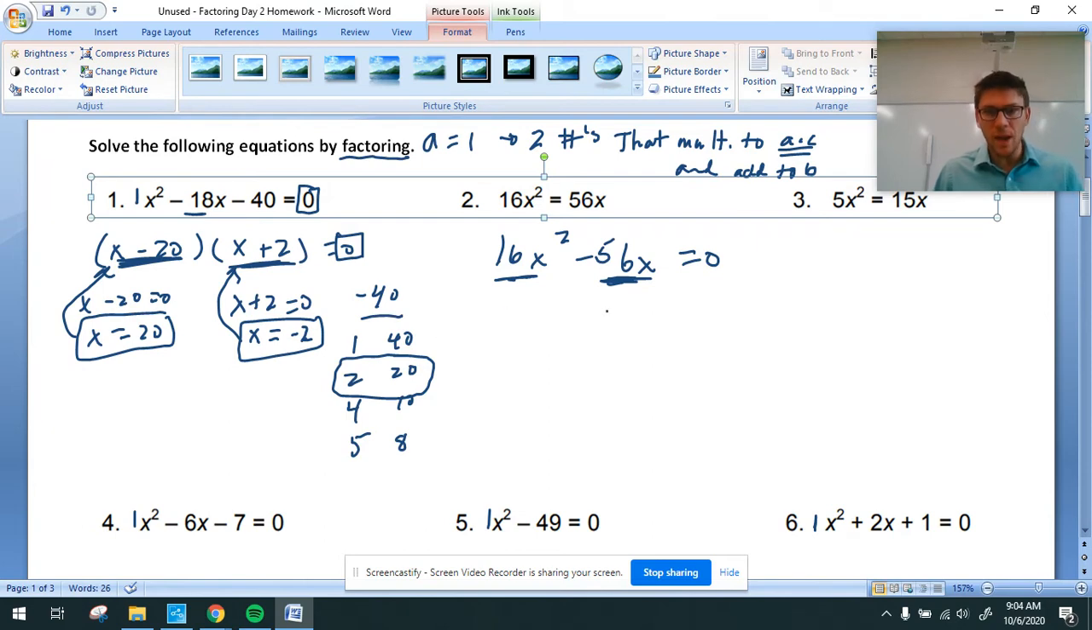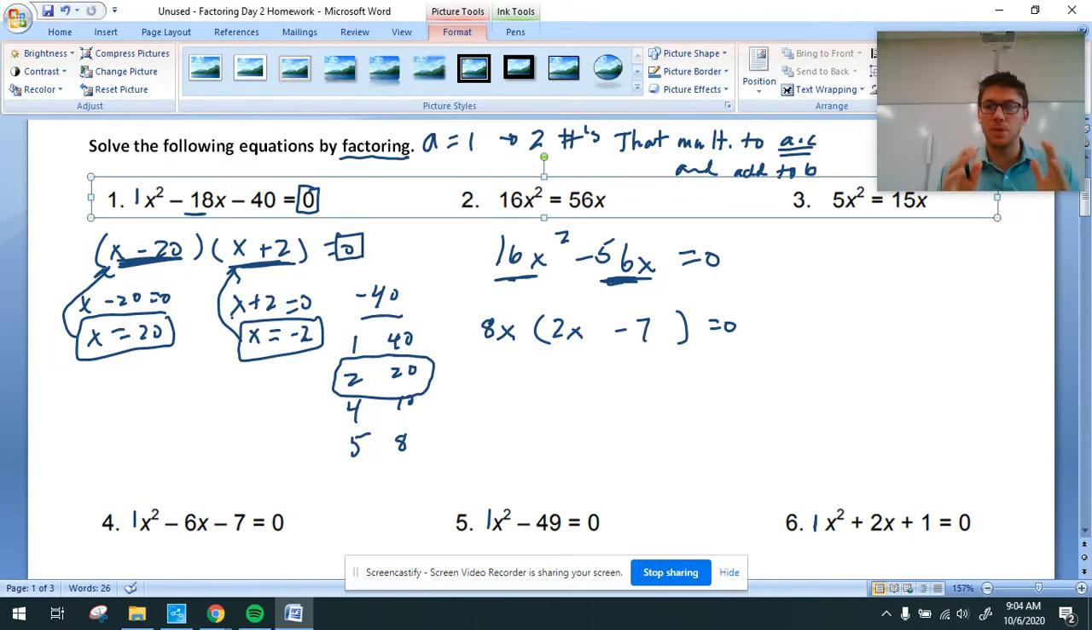So if I were to factor out the greatest common factor, I'd look at a 16 and a 56 and I'd say, okay, what goes into both a 16 and a 56? What is the biggest number that would go into those? And that answer is 8. But they also share an x. So I'm going to take an 8x out. And when I do that, I'm left with 2x minus 7 equals 0. So now it's completely factored.